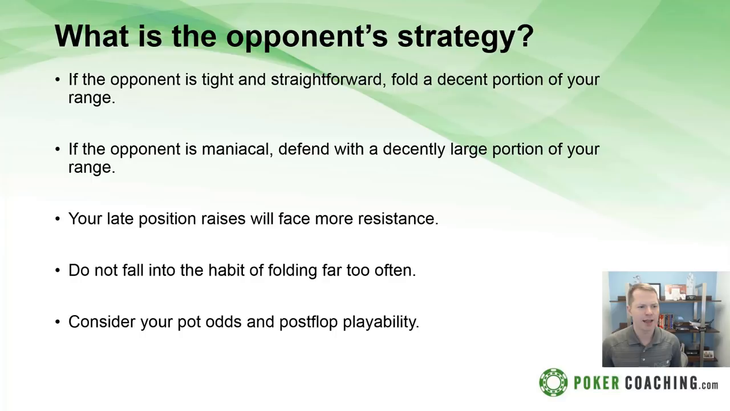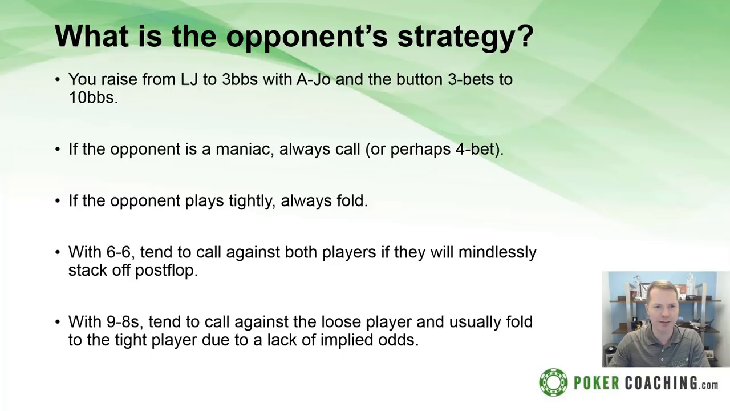And you also want to consider your pot odds and post-flop playability. For example, if you make it 3 big blinds and your opponent makes it 6 big blinds, well, now you should continue with pretty much everything because you have to put in 3 big blinds to win a 12 big blind pot. How hard is it to realize 25% equity with a decently strong range, right? It's not so hard. Now, of course, if your opponent re-raises to 6 big blinds with only aces, then that changes things again. And if you raise to 3 big blinds and your opponent makes it 100 big blinds or 40 big blinds, now you should just fold a ton because you're getting very poor pot odds.